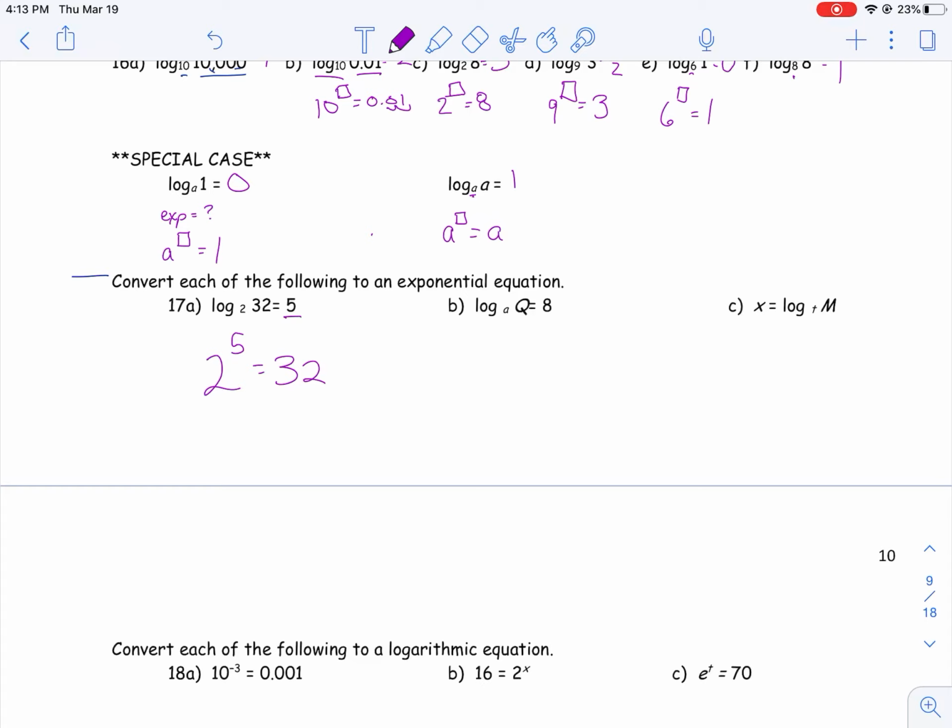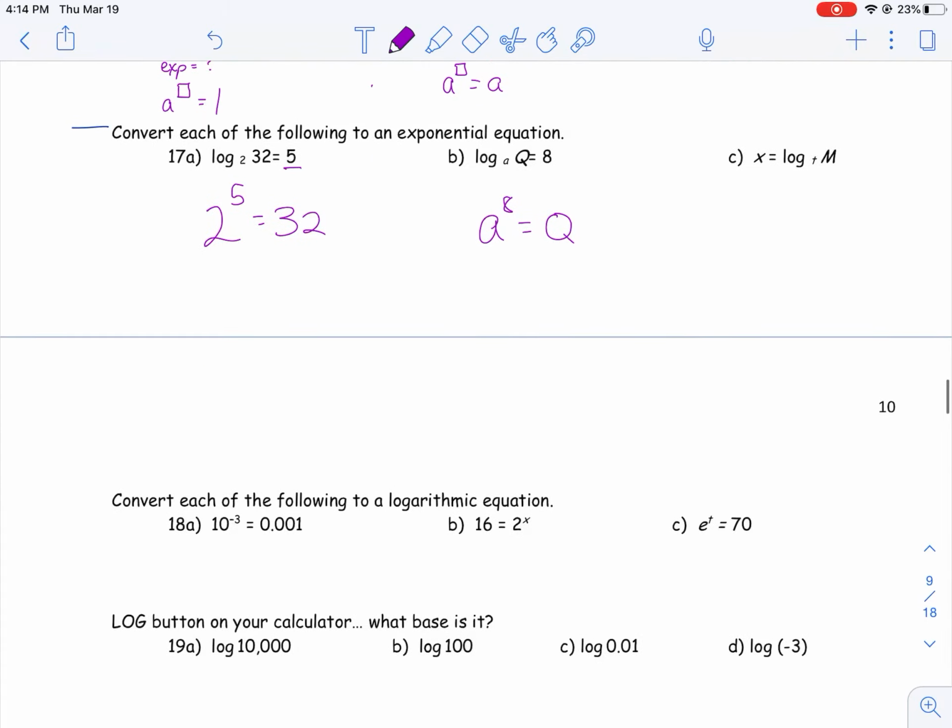The next one, they've taken some numbers out to see if you can do it without numbers, but it's really the same thing. You say log base a, so we know it's a, to the 8th power equals q. Remember, a logarithm is always looking for the exponent. So this is always the exponent, this is the base. In the exponential equation, we have the base and the exponent together, and the product on the other side. With a logarithm, we have the base and the product together, and we're looking for the exponent on the other side.